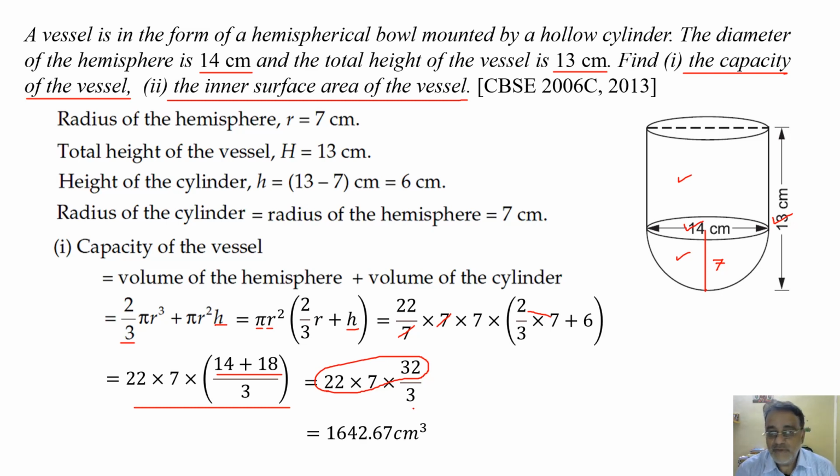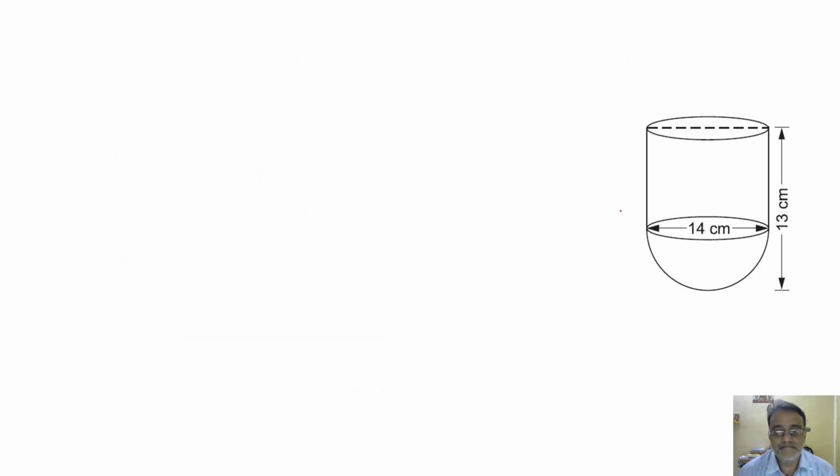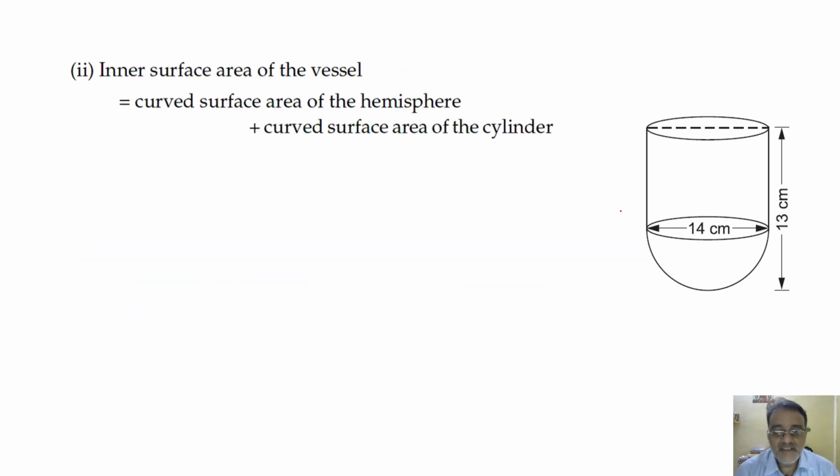Now we have to find inner surface area of the vessel. So very easy, because this portion is blank and this portion is also blank. So curved surface area of hemisphere and curved surface area of cylinder. Right. What is curved surface area of hemisphere? 2 pi r square. Very good. Curved surface area of cylinder? 2 pi r h.